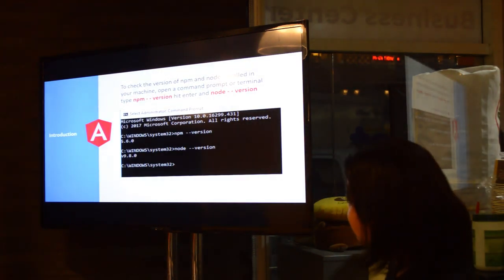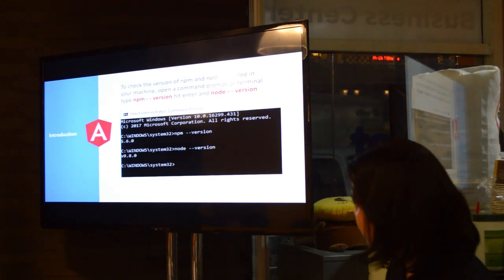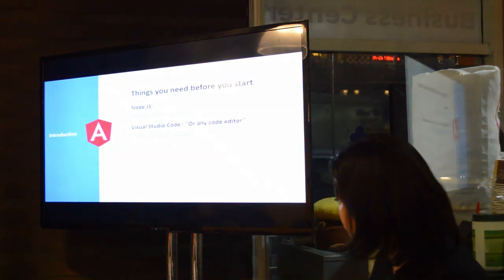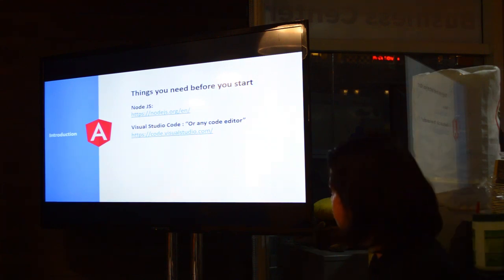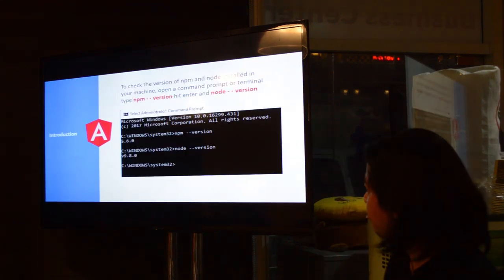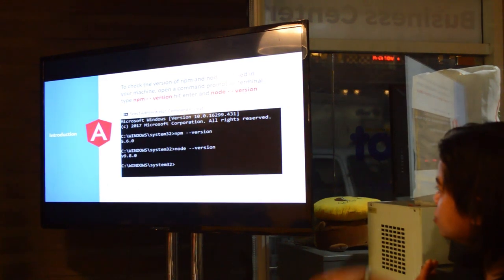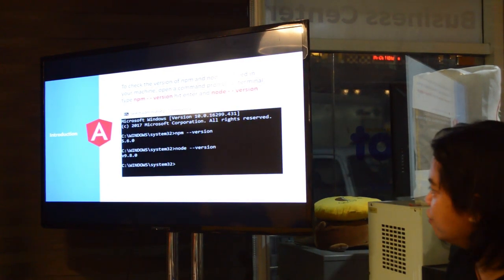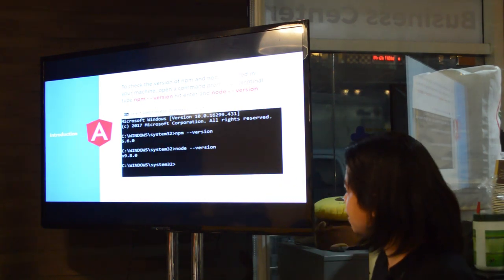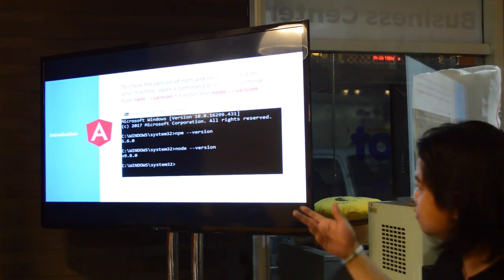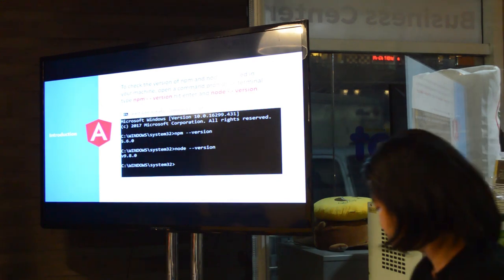So, again, you need to download Node.js and Visual Studio Code for your IDE. After installing them, if you want to check the version of your npm and Node, just do npm --version, and for Node, node --version.